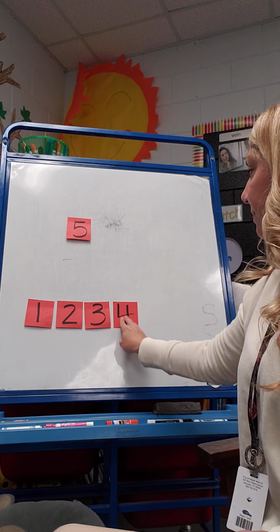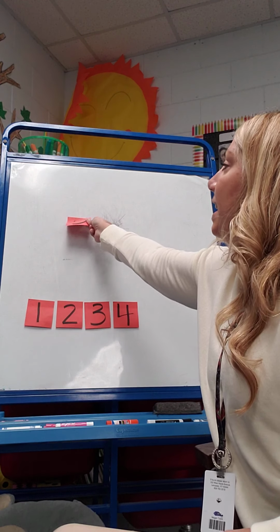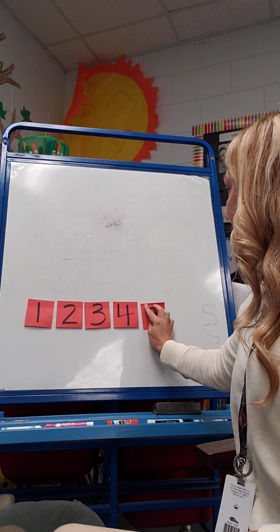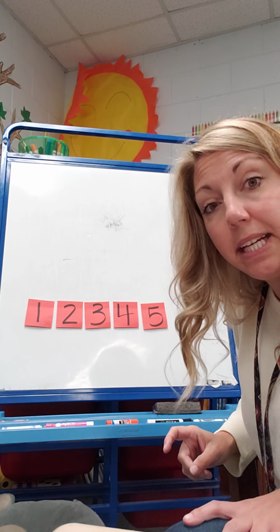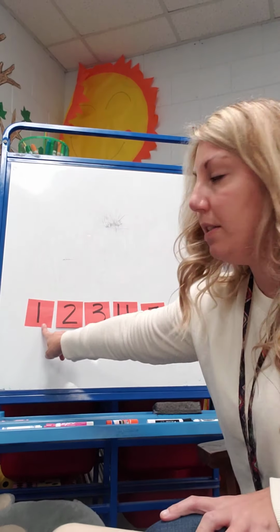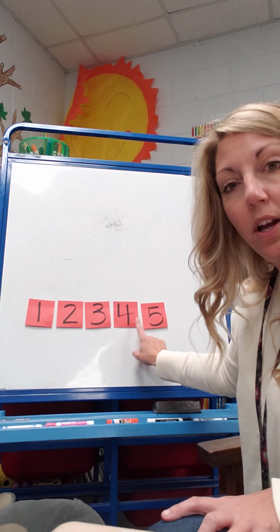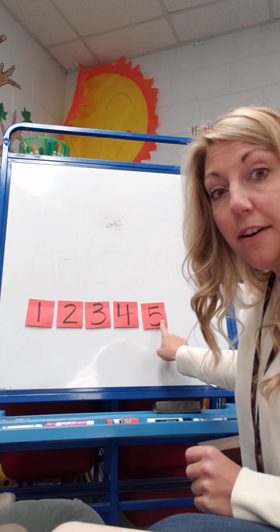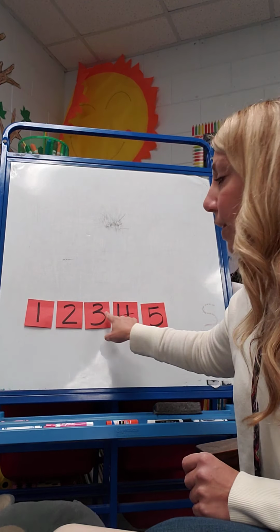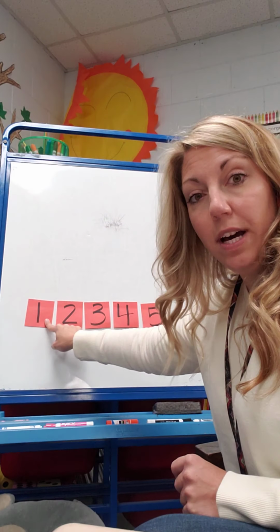There's number 4. Here it is. And the last one, what comes next? 5. Now, we know that we can count past 5. There are numbers that are bigger than 5, but that's all we're going to do today. Will you help me count? 1, 2, 3, 4, 5. Good. Let's go backwards, okay? So we're going to get smaller. 5, 4, 3, 2, 1.